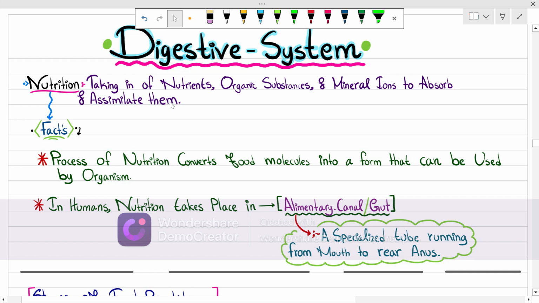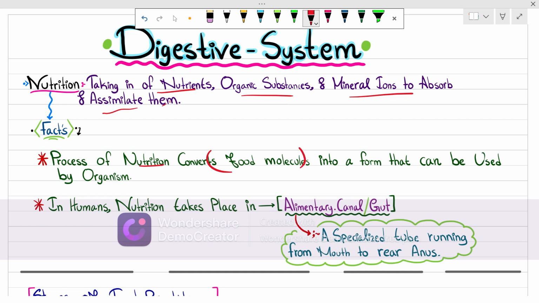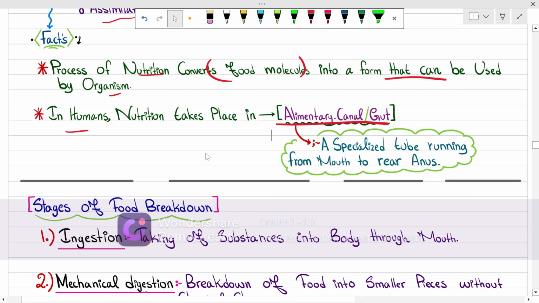Alright, nutrition. Nutrition is the taking in of nutrients, organic substances, and mineral ions to absorb and assimilate them. The process of nutrition converts food molecules into a form that can be used by the organism. In humans, nutrition takes place in the alimentary canal or the gut. This is a specialized tube running from the mouth to the rear anus, where food only passes through these organs, while the accessory organs do not let food pass through them.